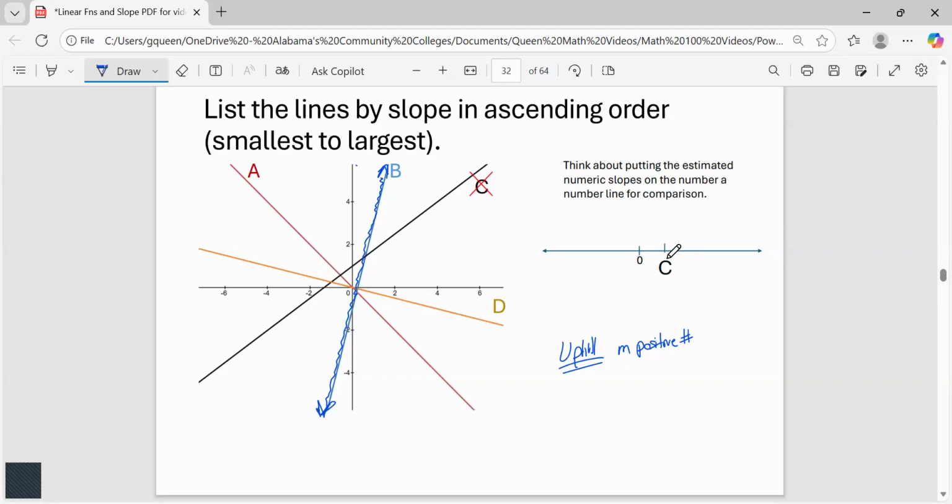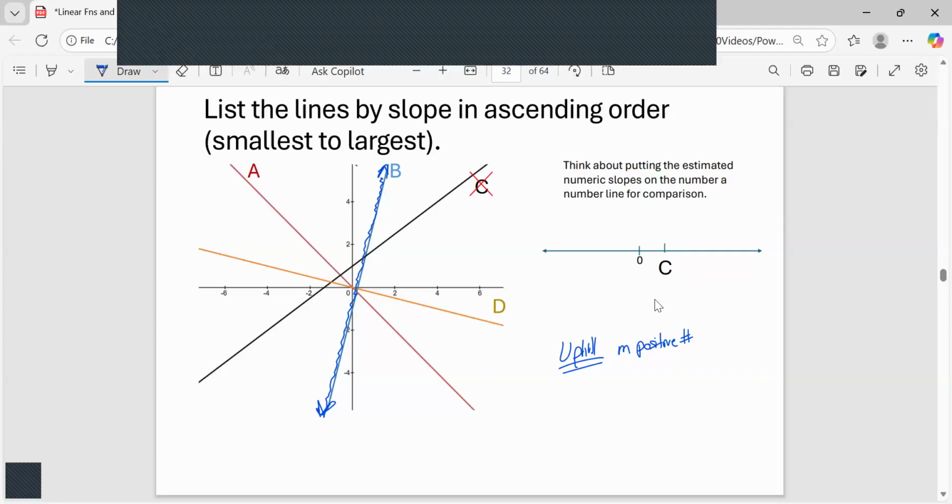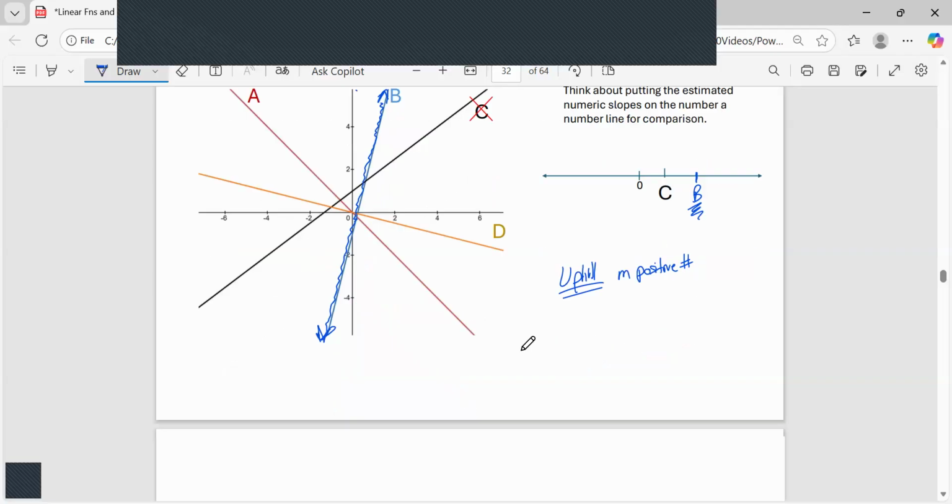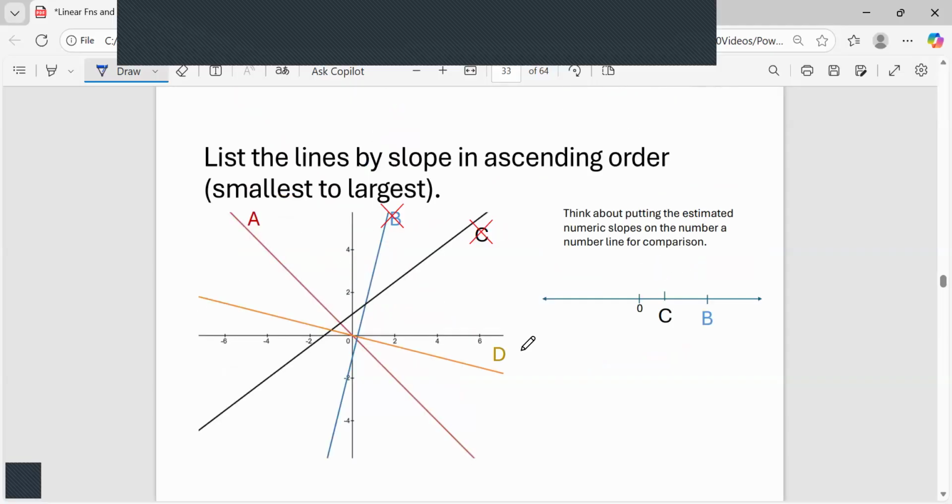When I go over to my number line and put my numeric value for the slope of line B, I'm going to have to put B farther to the right on the number line, beyond C, because it's a bigger positive number. It's a steeper positive line. It has a bigger positive slope. So here's what it looks like. We are done with line C. We are done with line B.